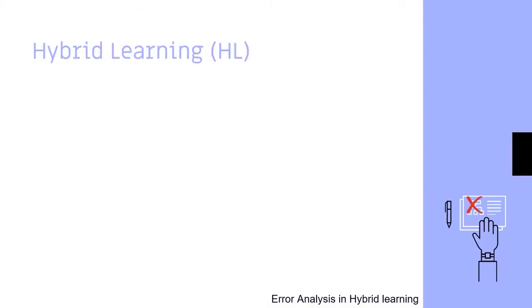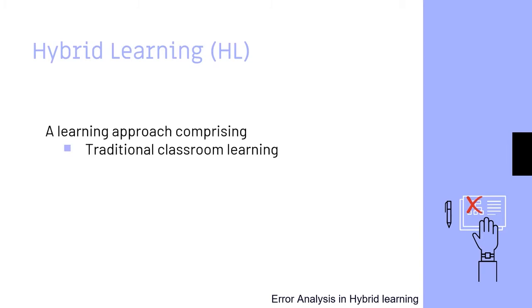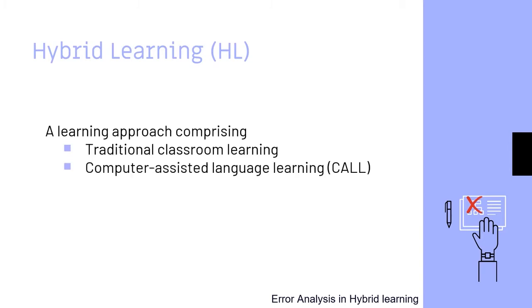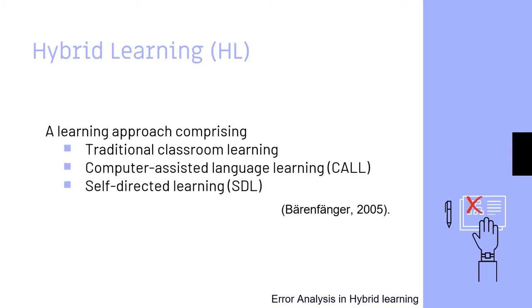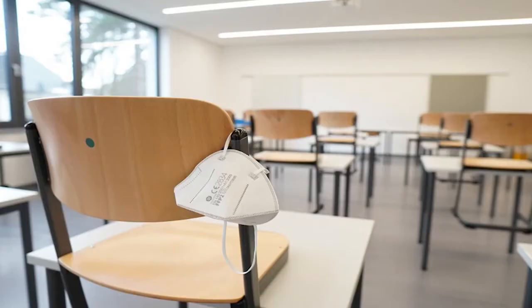So, according to Baringfager, hybrid learning features three main characteristics. So, we're talking about a combination of traditional classroom learning, computer assisted language learning or CAL, and self-directed learning or SDL. Let's have a look at each of them.